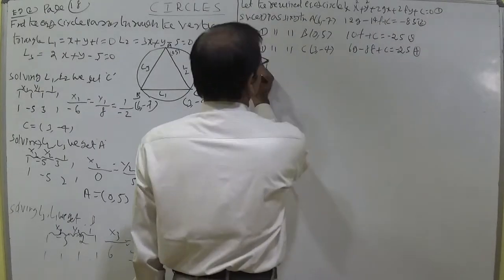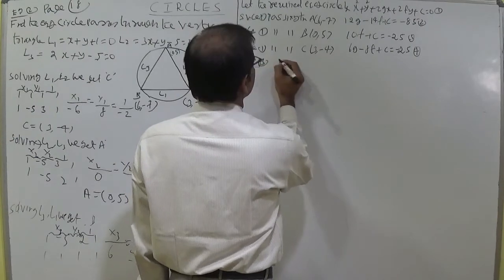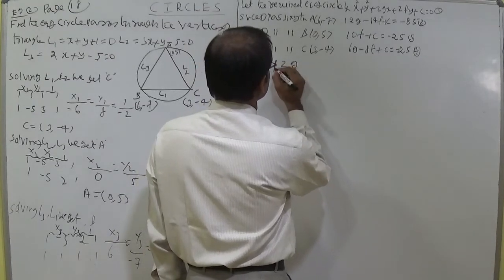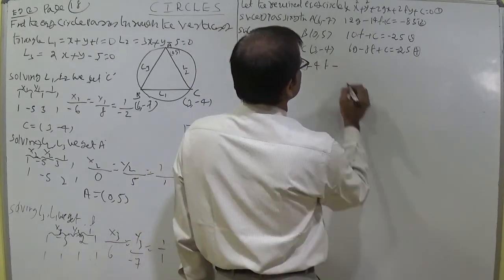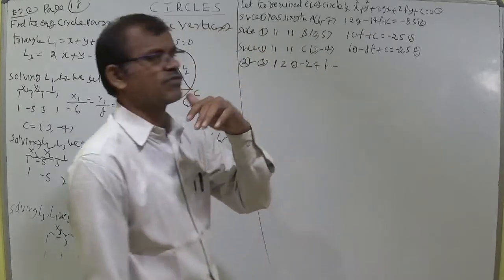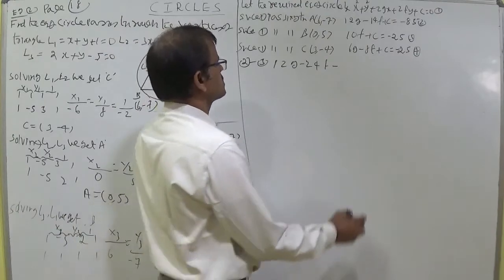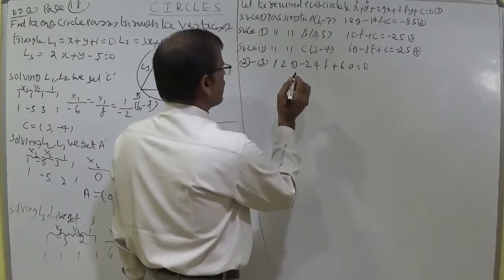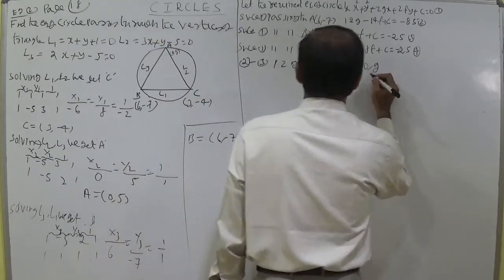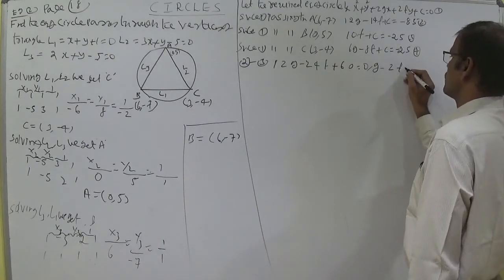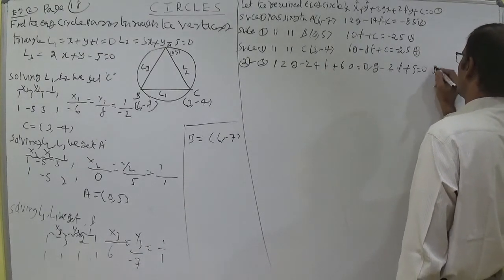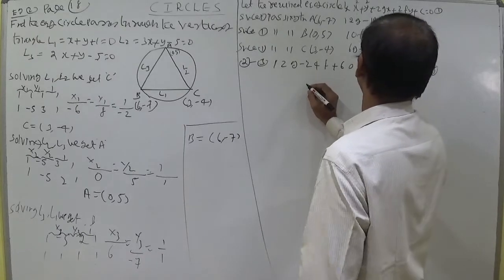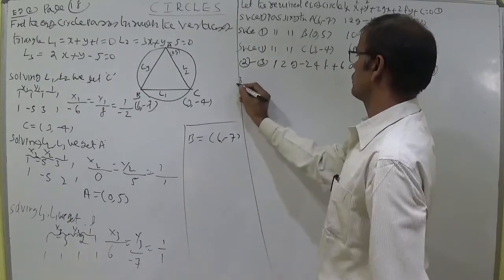Now by eliminating c using the second and third, 2 minus 3, it becomes 12g minus 24f. The c will be getting cancelled, minus 85 plus 25 becomes minus 60, equal to 0. Taking it to this side it becomes plus 60 equal to 0. By dividing by 12 you can write here g minus 2f plus 5 equal to 0. Let it be the fifth equation. Later, 3 minus 4.